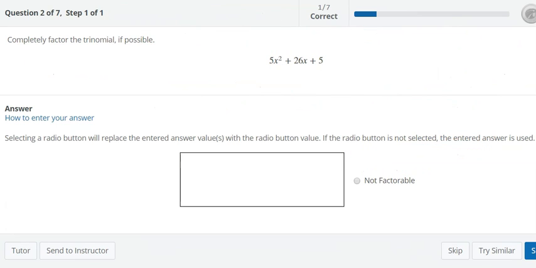Now, for this one, again, our AC method could be used, but let's try the guess and check. It's in standard form. There are no common factors.